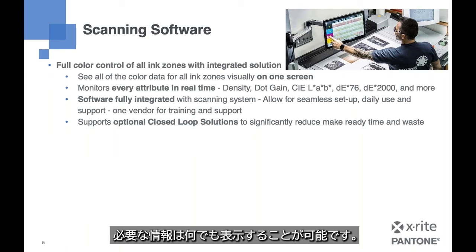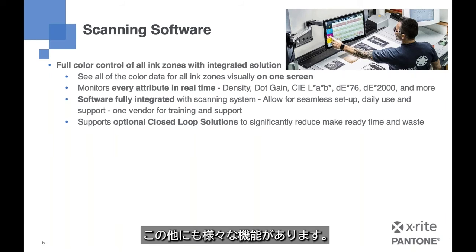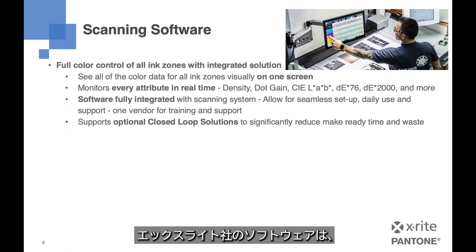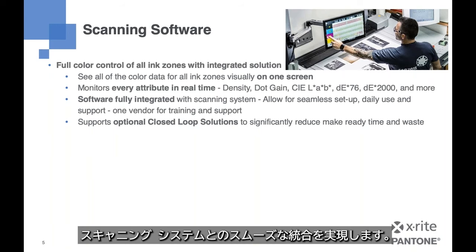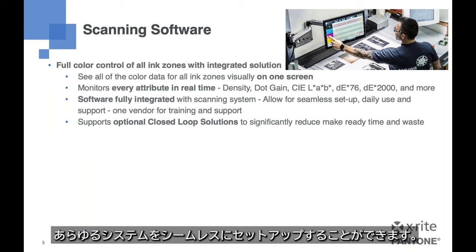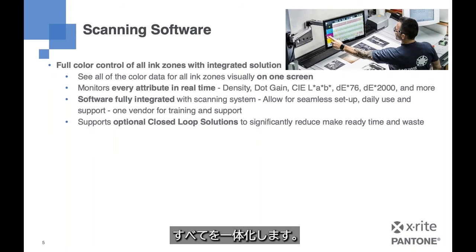If you're interested in density information, you get density information. If you would like to get delta E or LAB, you can also get those. Whatever you need, there are many more functions available. The software is fully integrated with the scanning systems, as the software from X-Rite is done by the same development team as the hardware. This is really fully integrated, so that you have a seamless setup for your daily use, and everything comes together.